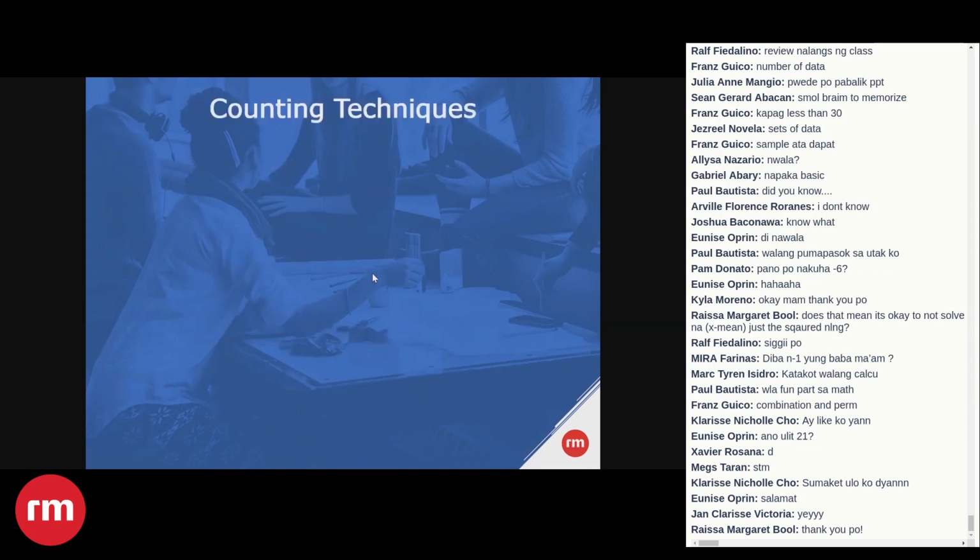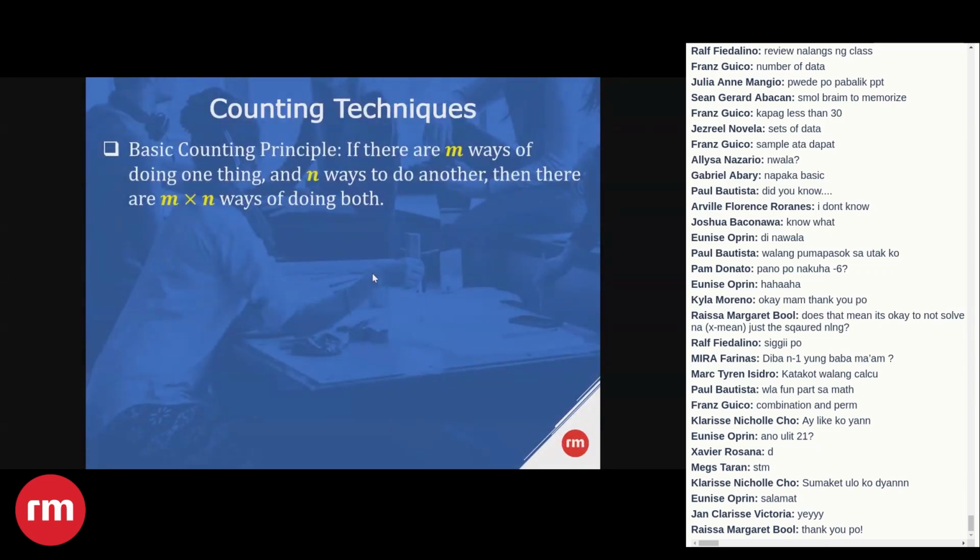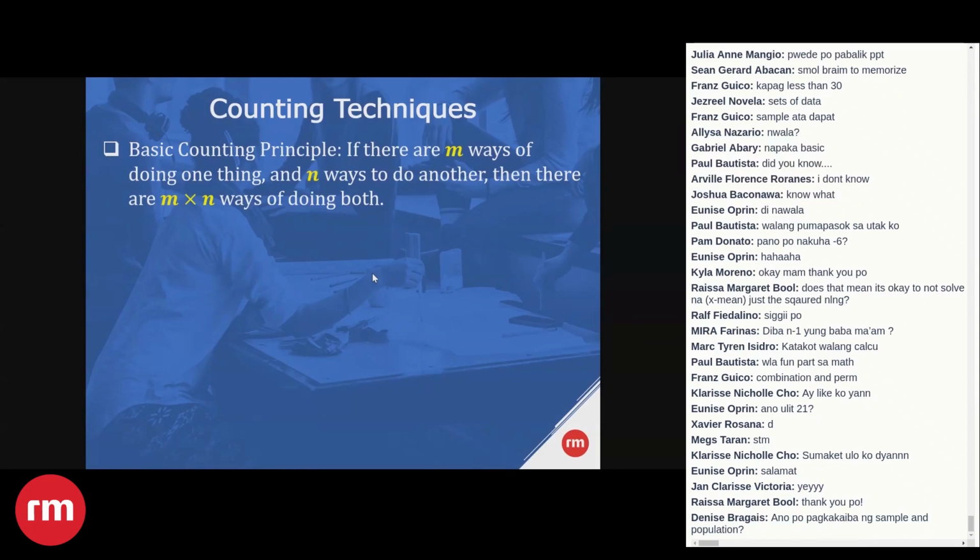Okay, let's proceed to counting techniques. So number 1 is the basic counting principle. We also call this one the multiplication principle.